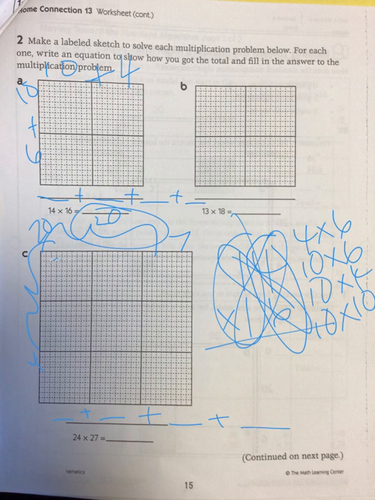So 20 times 20, okay, would be 400, because 10 times 10 is 100, so 20 times 20 would be 400, and then 20 times 4 would be 80, 20 times 7 would be 140, and then your ones, which are 4 and 7, would be 28, and then add all of those up.